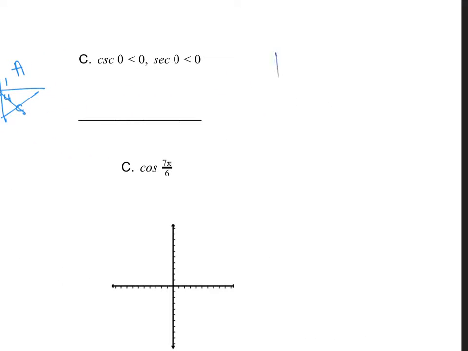Letter C. All students take class. 1, 2, 3, 4. So cosecant is negative, so that means that the sine is negative. So the sine is not negative here or here. And secant being negative means that cosine's negative. So we are in quadrant 3.